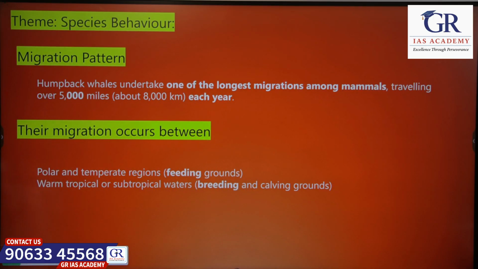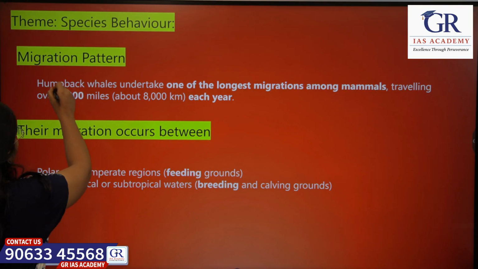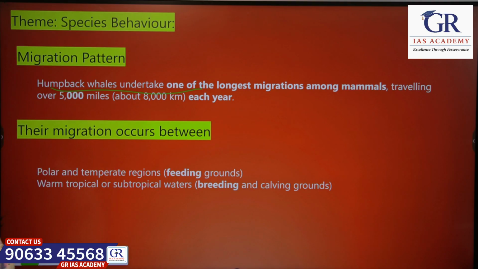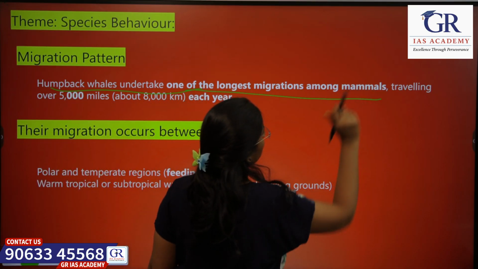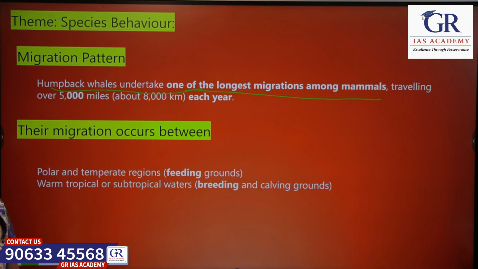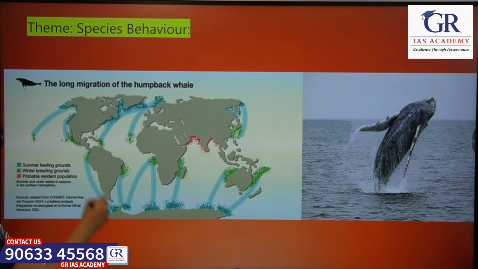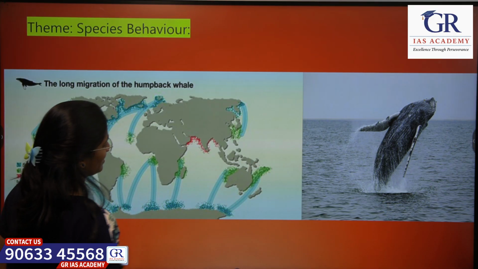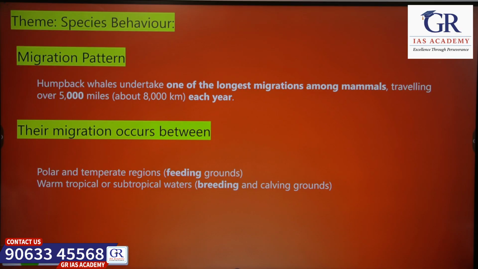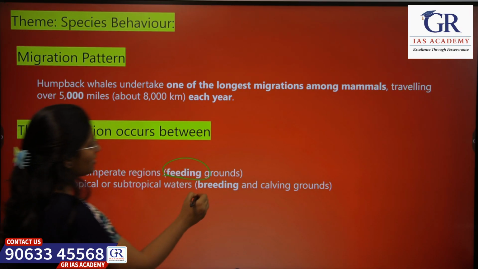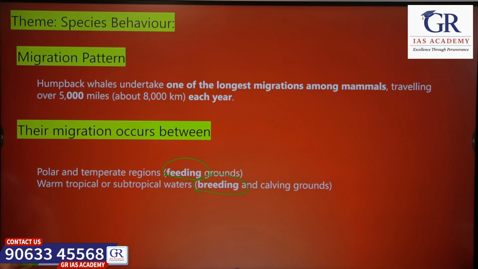Our next topic is humpback whale migration patterns. It is one of the longest migrations. They travel thousands of kilometers every year, around 8,000 kilometers. From where to where do they travel? Just now we have seen they are traveling almost the entire ocean for different reasons, right? The first reason is feeding, and the second reason is breeding. These are the major reasons for humpback whales to travel. They travel between polar and temperate regions for feeding and warm tropical waters for breeding.